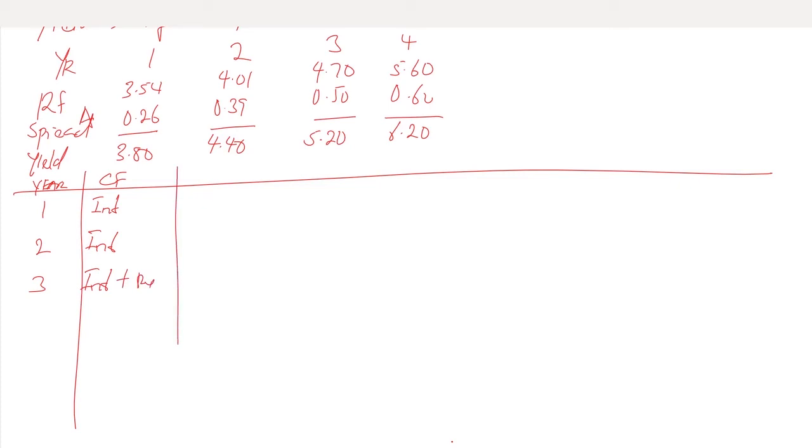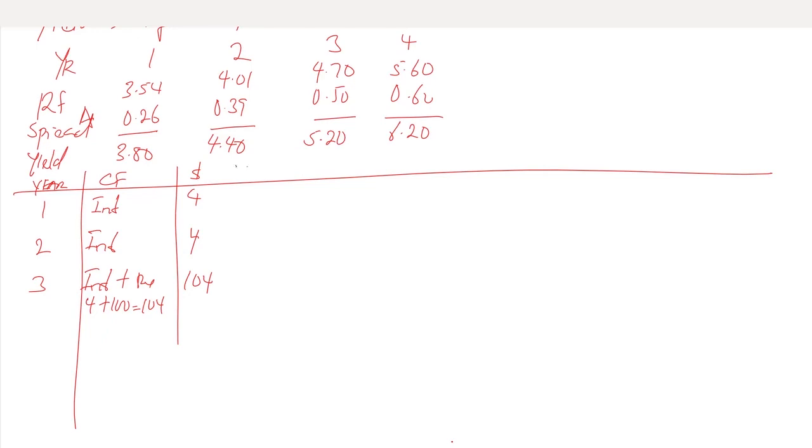What's our interest? Our interest is 4. Interest in year 2 is 4. But in year 3 will be 4 plus 100. Remember, the interest is 4 and the redemption value is 100. So it will be 4 plus 100. That's 104.